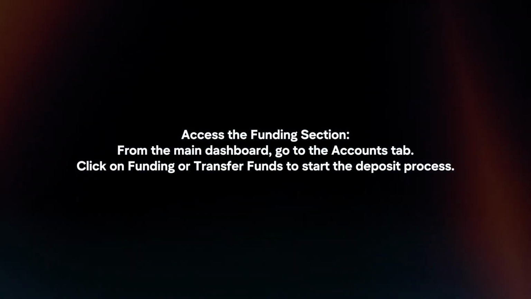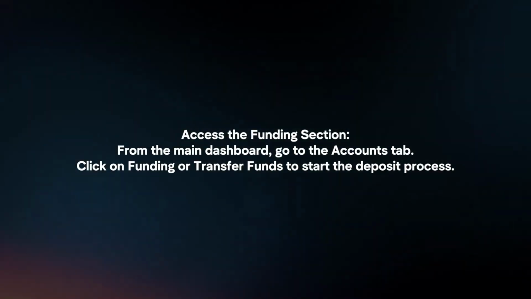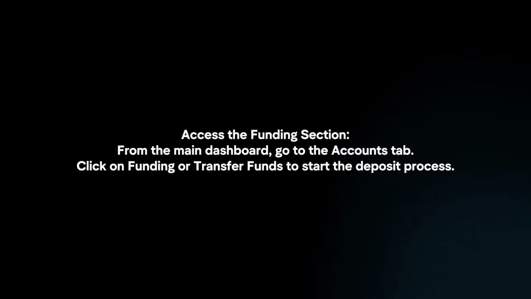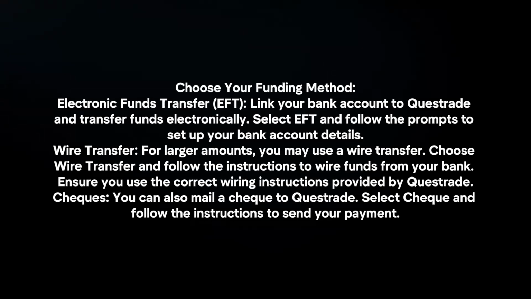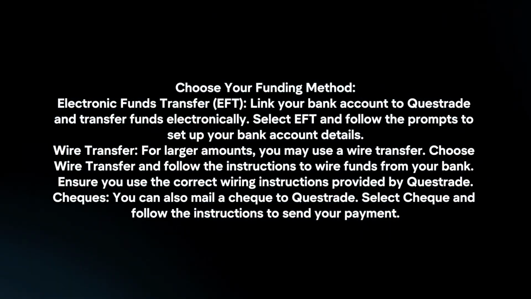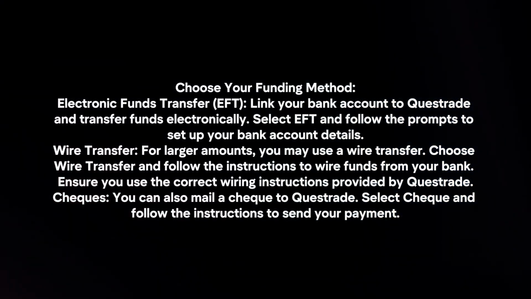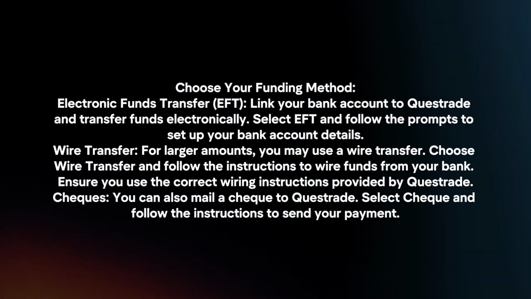Access the funding section. From the main dashboard, go to the Accounts tab. Click on Funding or Transfer Funds to start the deposit process. Choose your funding method. Electronic funds transfer. Link your bank account to Questrade and transfer funds electronically. Select ETF and follow the prompts to set up your bank account details.